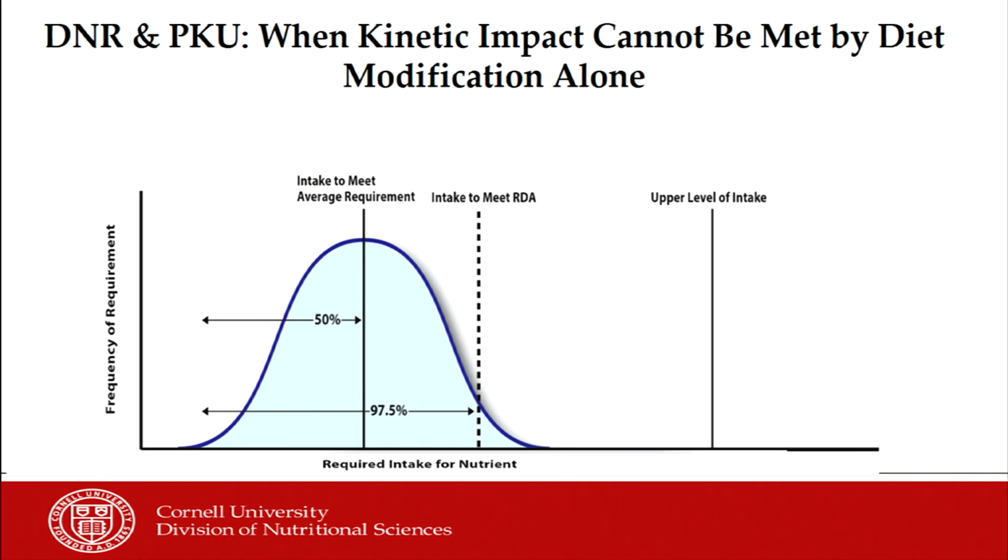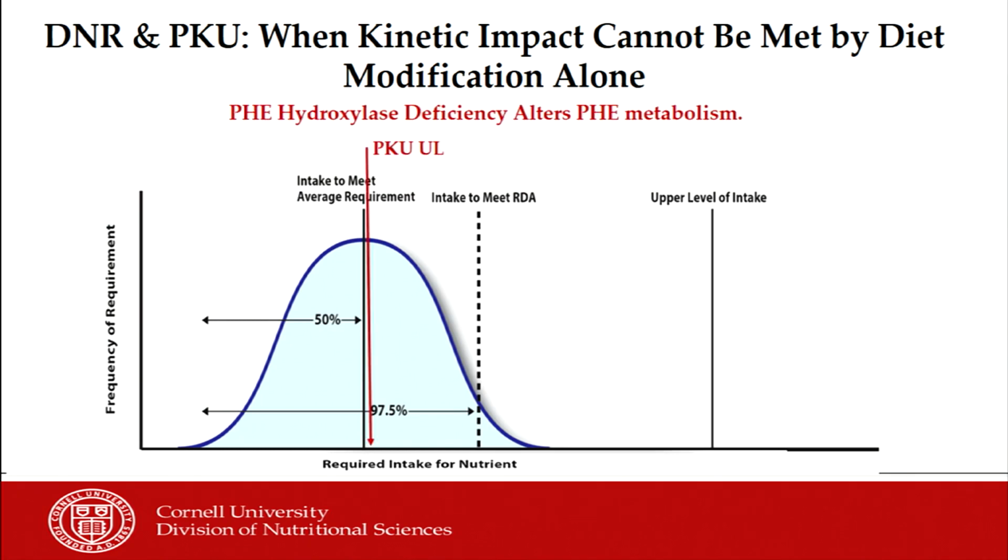And I want to focus on PKU as an example where that need cannot be met by modification of a typical diet. What happens is, because of the deficiency of phenylalanine hydroxylase, there is an alteration in phenylalanine metabolism that one can think of as resulting in a lower upper level for ingestion of phenylalanine. It's not the only way one can think about it, but it's one way to think about it. Relative to the distribution, you have a markedly lower upper level.